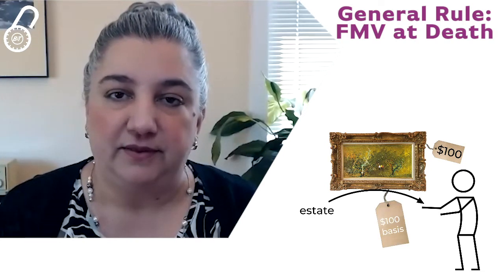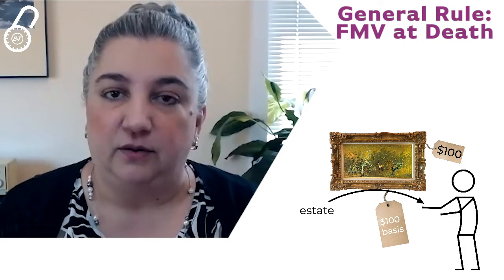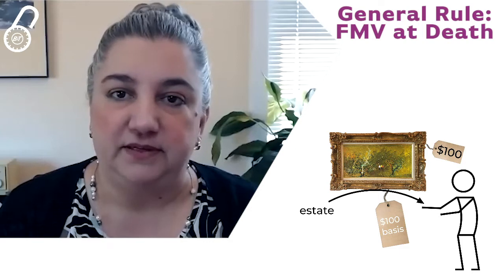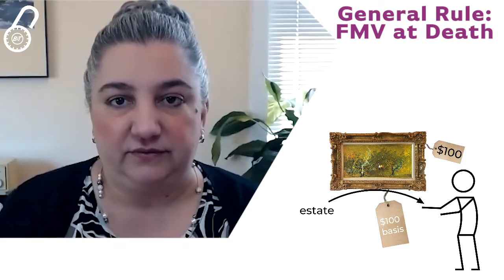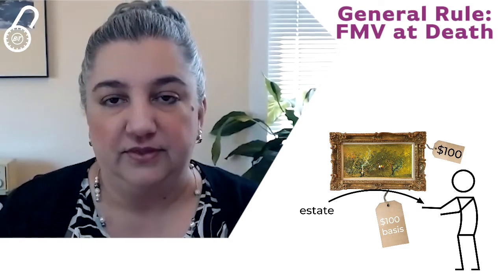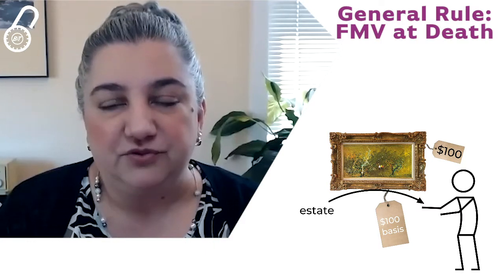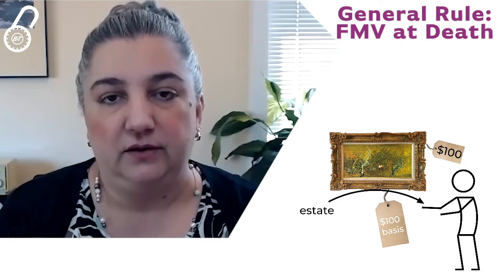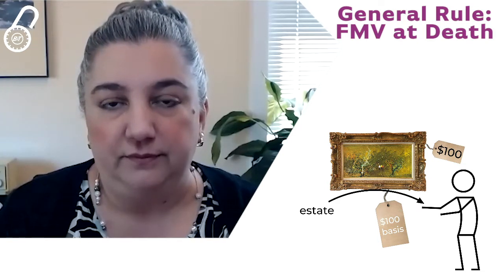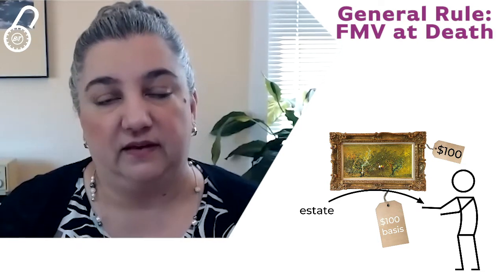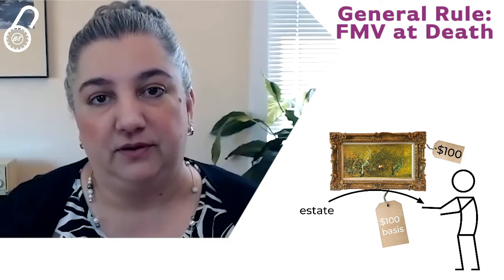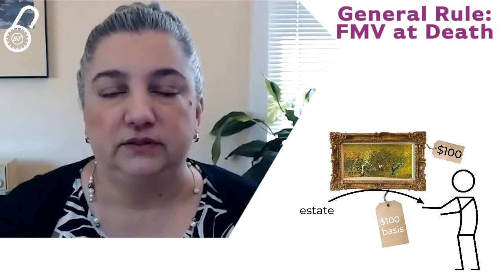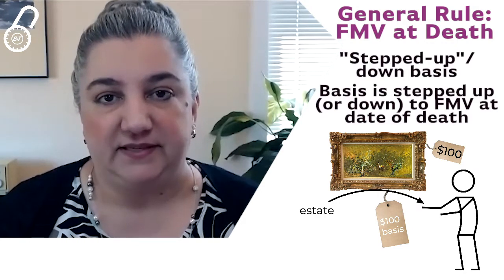And it doesn't matter whether the decedent had a $150 basis or an $80 basis or $1 million basis, I get the fair market value at death. This is an exception to normative tax principles, which we'll come to later. It's a very simple rule. And what this does is it wipes out any paper gain or loss on the property. This is called a stepped up or stepped down basis.